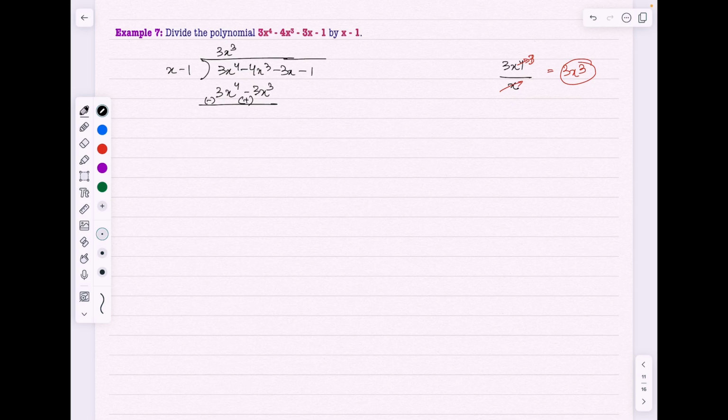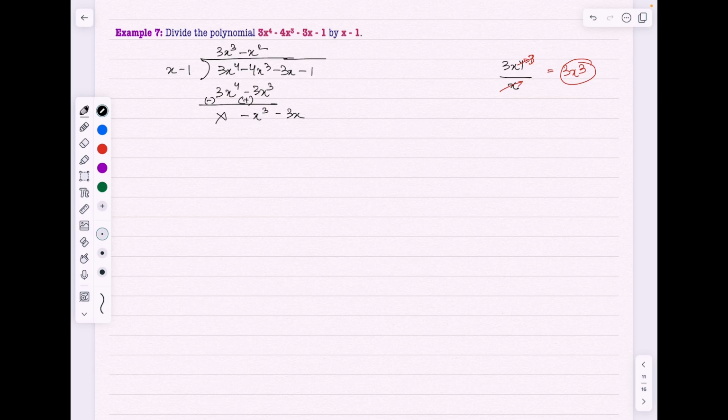3x to the power 4 minus 3x to the power 4 is 0. Minus 4x cube plus 3x cube gives us minus x cube, you are getting. And this is minus 3x, you are getting, carried over. Okay, now x is there. You need minus x square. You need to cancel out this x cube with minus x cube, so you need minus x square.